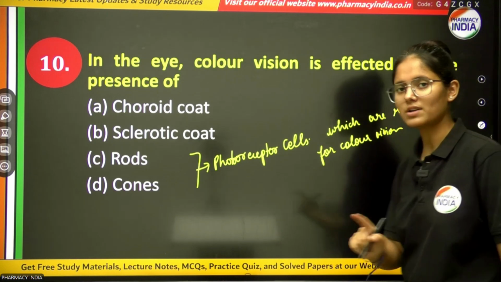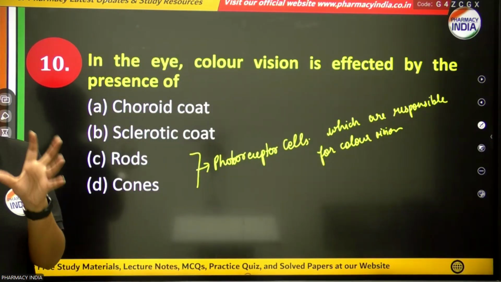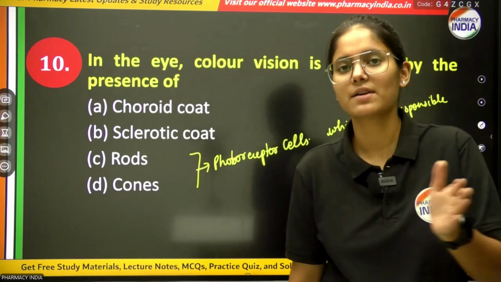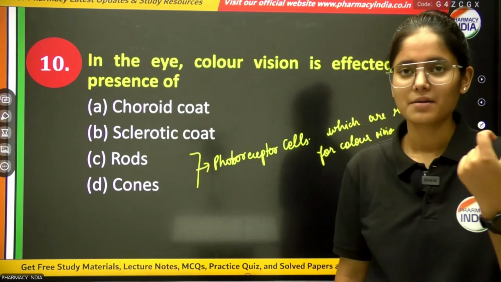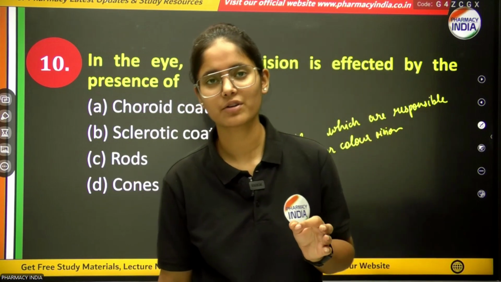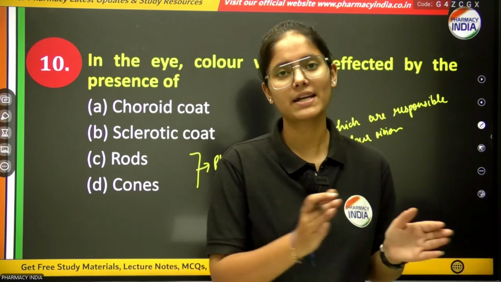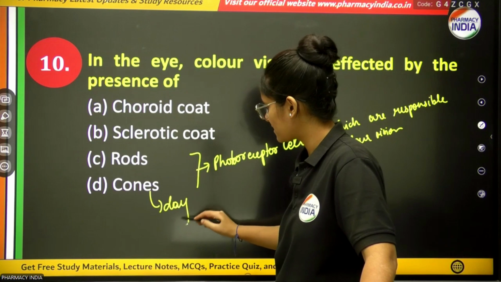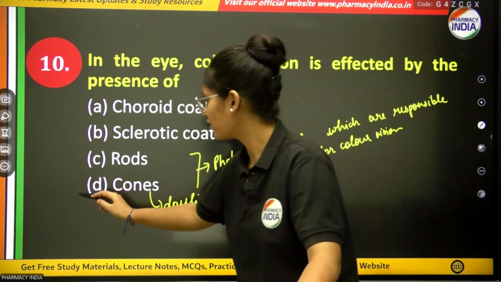Rods are the photoreceptors responsible for helping differentiate between black and white, and they work in very dim light, that is, at night. Clear? But cones are the type of photoreceptor used to differentiate between different colors except black and white. Clear? And they work in daylight. So it is very obvious the correct option will be cones.